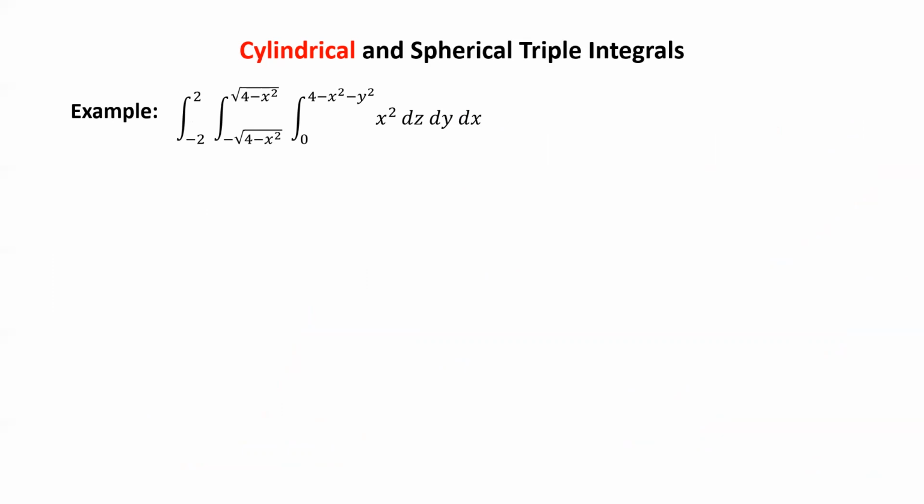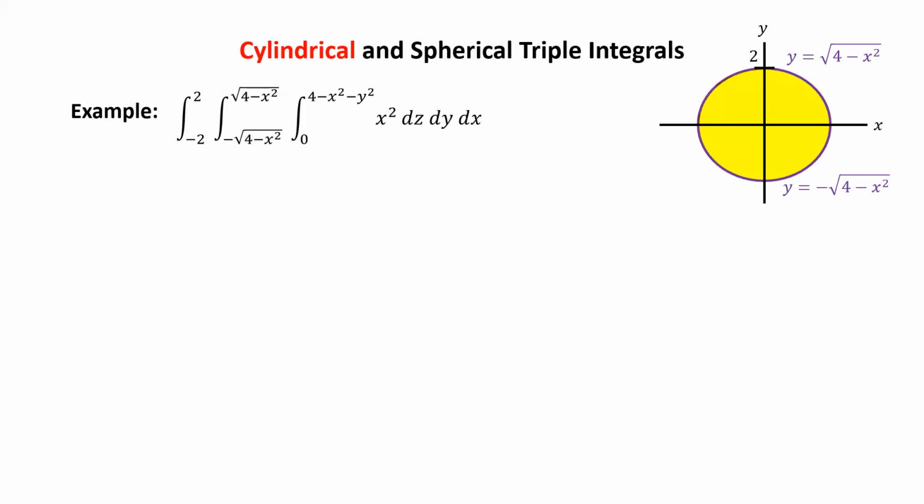So we have the integral from -2 to 2, the integral from negative root 4 minus x squared to root 4 minus x squared, the integral from 0 to 4 minus x squared minus y squared of x squared dz dy dx. First let's draw a picture of the region. Since x is going from -2 to 2, and y is going from negative root 4 minus x squared to root 4 minus x squared, that region looks like a disk of radius 2, centered at the origin, as we can see here.